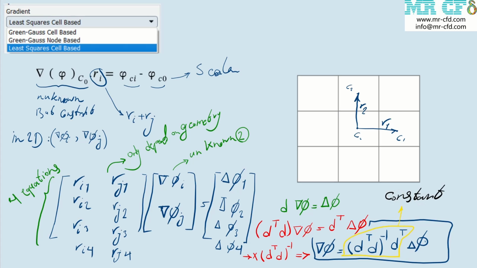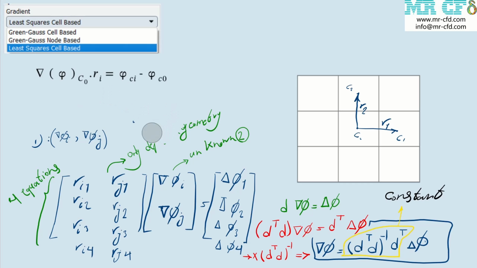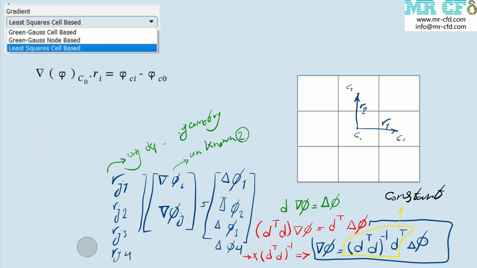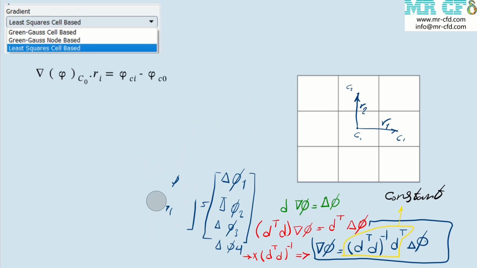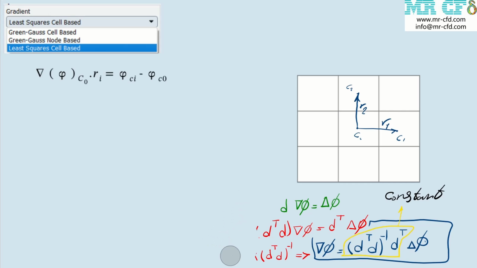This approach effectively minimizes the error in the approximation of the gradient by incorporating contributions from all neighboring cells, leading to a more accurate and robust estimate, particularly beneficial in non-uniform grids or complex geometries.